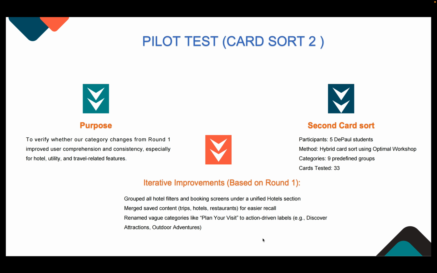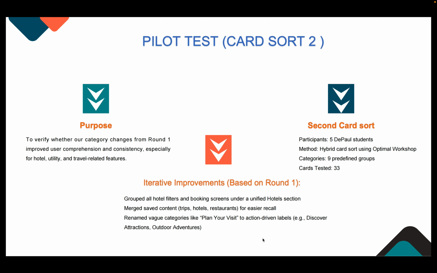Here is the group card and pilot test, card sort 2. The purpose is to verify whether our category changes from round 1 improved user comprehension and consistency, especially for hotel, utility, and travel-related features. For the second card sort, there were 5 student participants. The method is a hybrid card sort using Optimal Workshop, with 9 predefined groups and 33 cards tested.